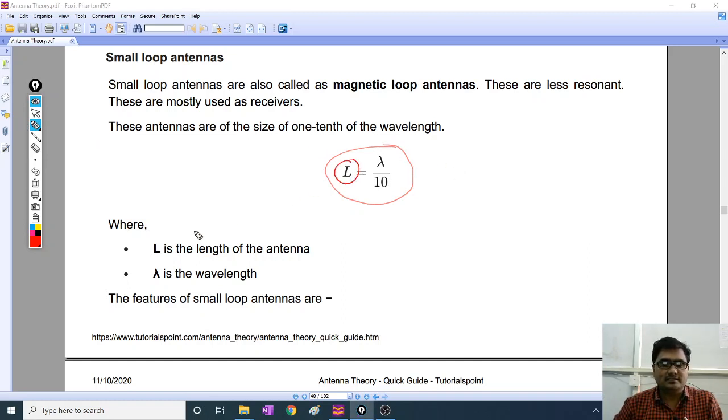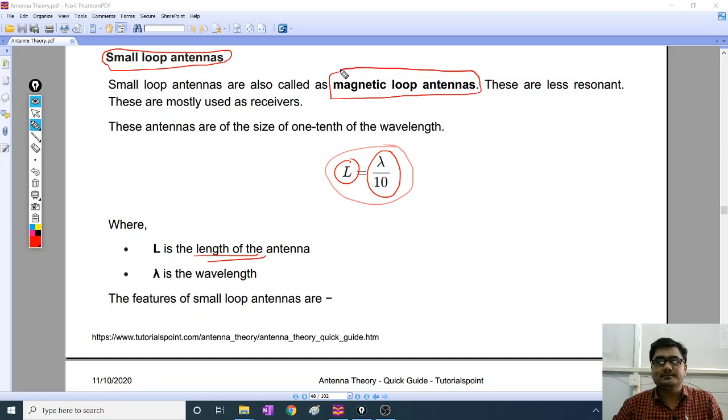So what is this? It's a length. And if it is less than lambda by 10, then it is called small loop antennas. Small loop antennas are also referred to as magnetic loop antennas. Now why are they called magnetic loop antennas?